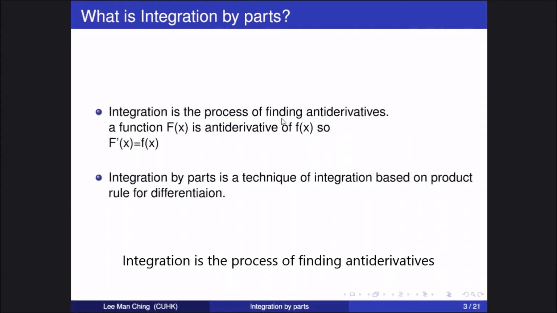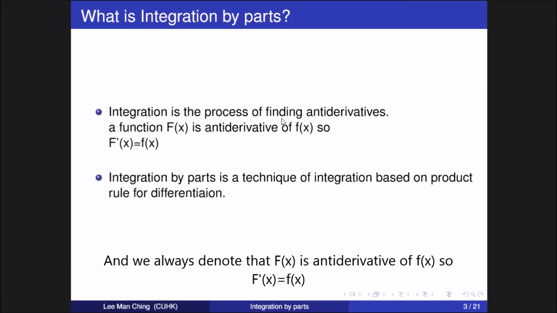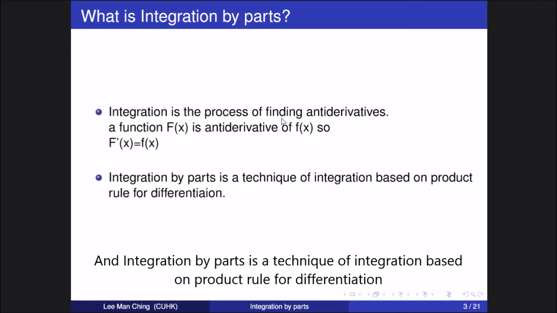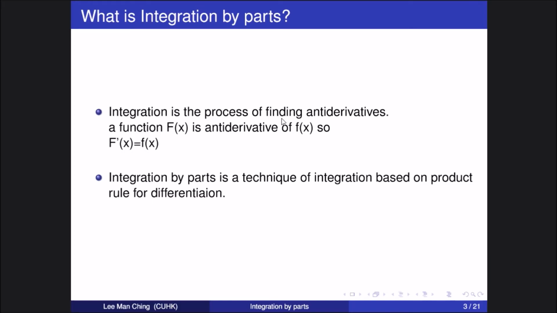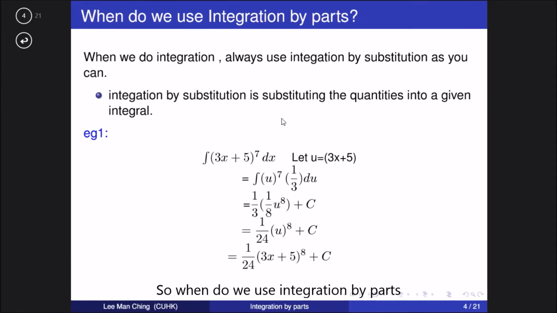Integration is the process of finding the antiderivative, and we always denote that F(x) is the antiderivative of f(x). So F'(x) is equal to f(x), and integration by parts is a technique of integration based on the product rule for differentiation. So, when do we use integration by parts?